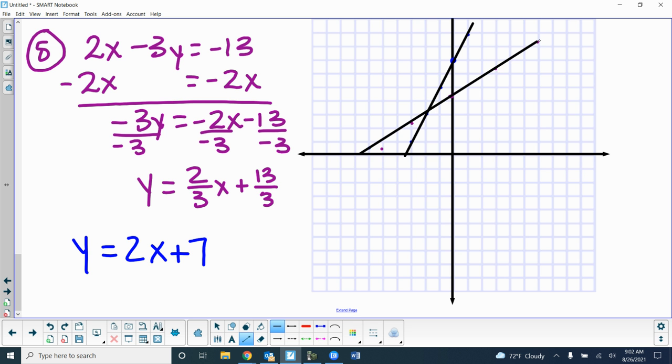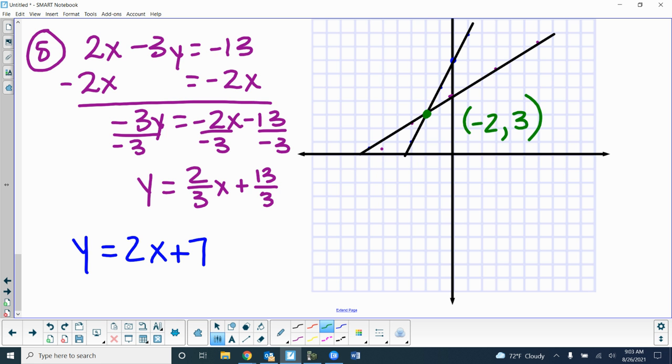That look better to you guys? We still end up at about the same spot, right? So, my answer is where? Where they meet or intersect, right? And that point there, which is what for the x? Negative 2. And what for the y? Positive 3.